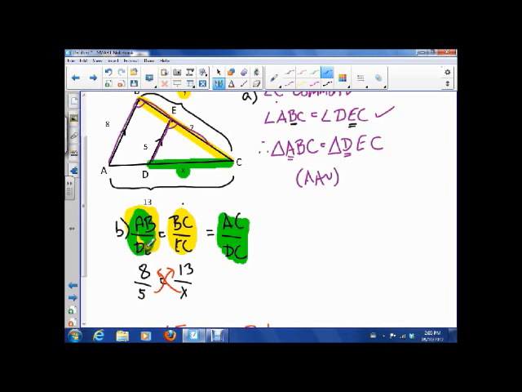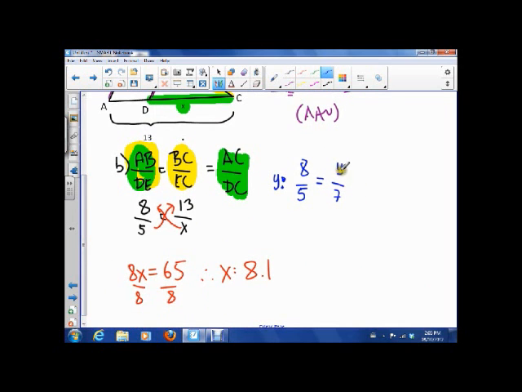And AB over DE is 8 over 5, right? So this is finding y. So AB over DE is 8 over 5, and that's supposed to be equal to BC over EC. So BC is y over 7. Okay. So now we just want to isolate y, which means multiply both sides by 7.